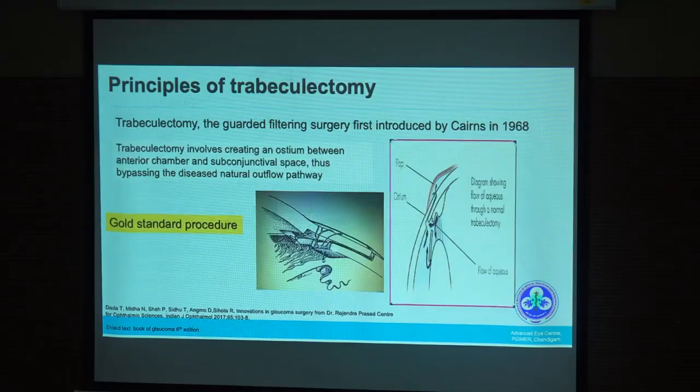So what is the principle of trabeculectomy? You just bypass the diseased trabecular meshwork. You create an artificial ostium between the anterior chamber and the subconjunctival space, bypassing the diseased trabecular meshwork. That is the gold standard procedure even in this MIGS era.